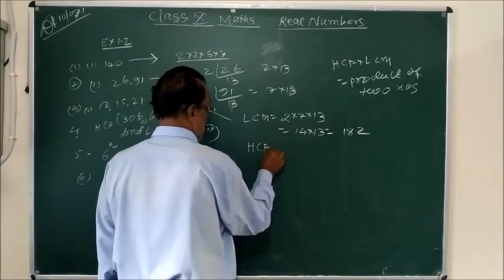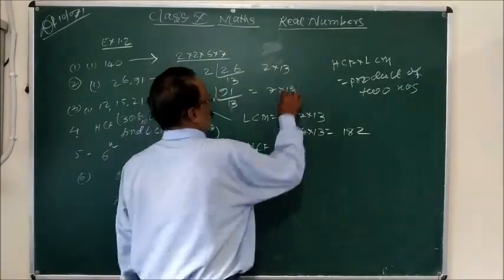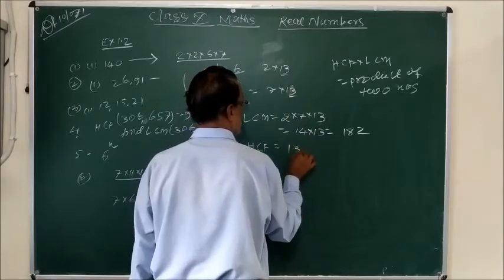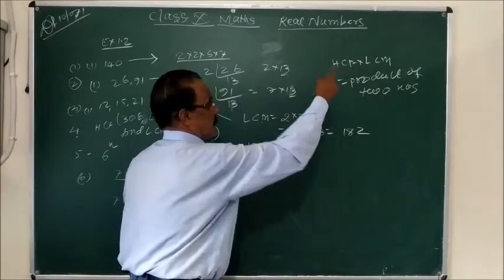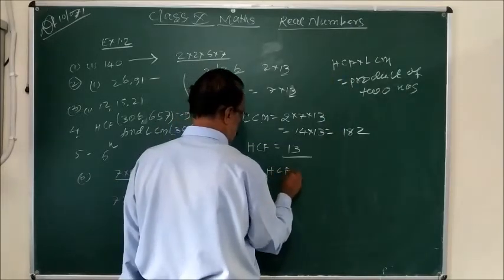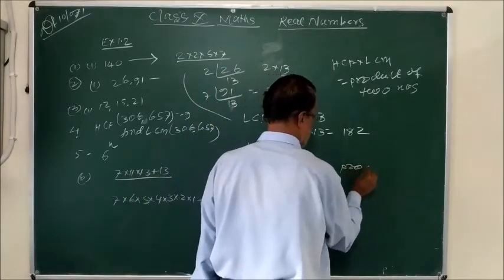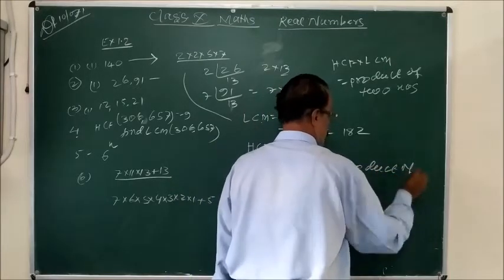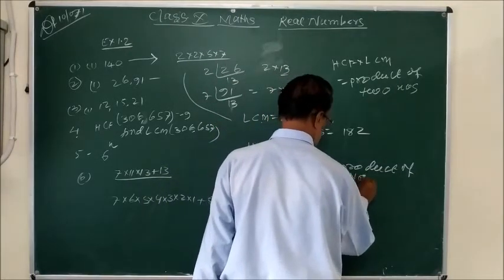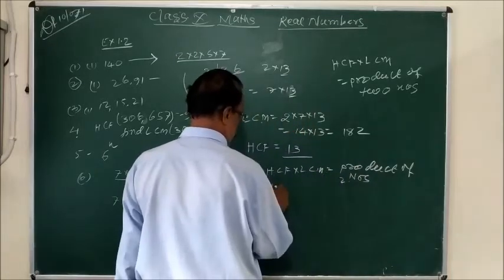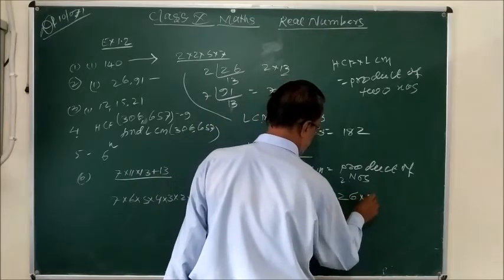Now come to HCF. For HCF, we take the common factor with minimum power. What is common? 13, and the minimum power is 1. So HCF is 13, and LCM is 182. And now you verify this rule: HCF into LCM is equal to the product of two numbers. This is the rule, and once again I remind you, this is true for only two numbers. So HCF is 13, LCM 182, and the numbers are 26 and 91.